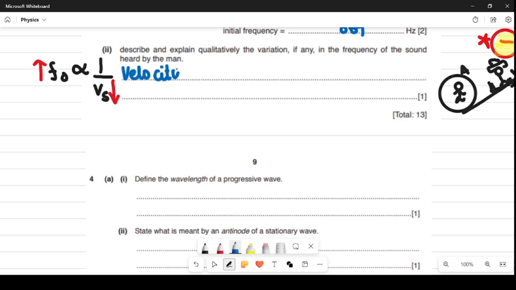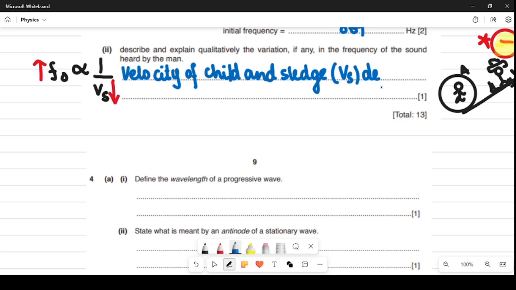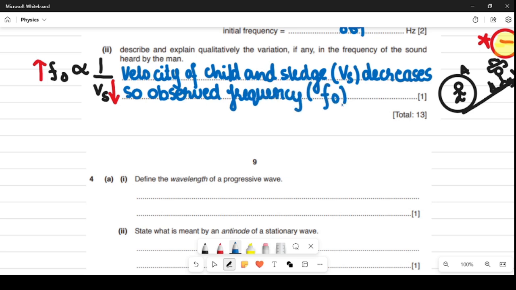Velocity of child and sledge, Vs, decreases, so observed frequency, fO, decreases.